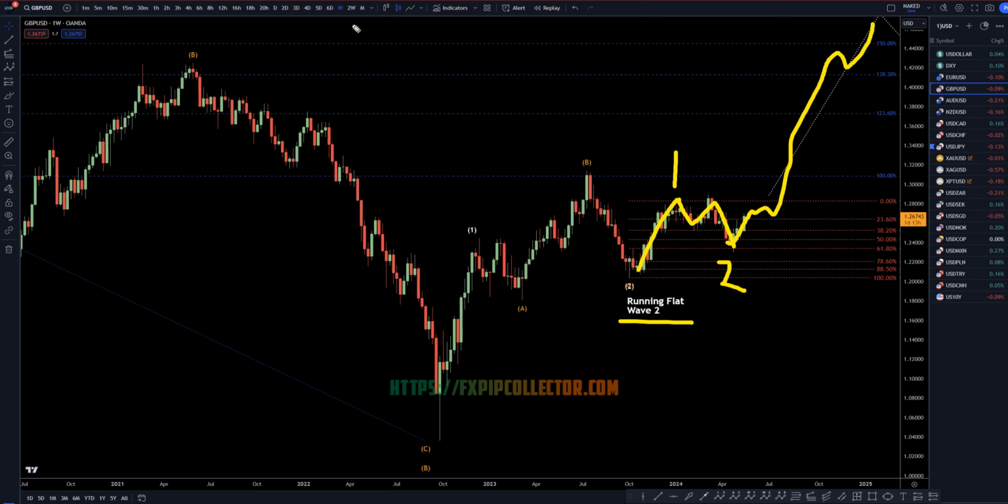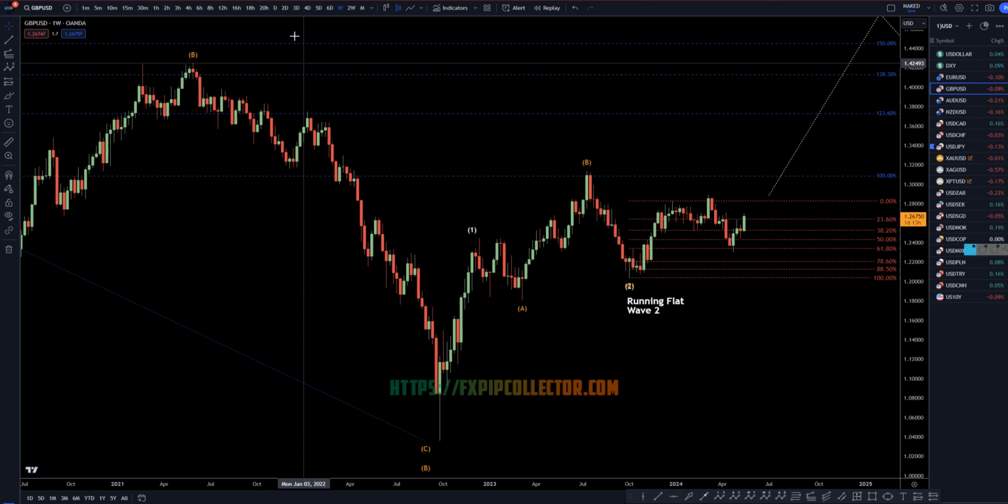Like I said, just like on the monthly time frame, I think we're in either an expanding flat wave C or a running flat wave C. So probably we're in the wave 3 of that either expanding or running flat already.